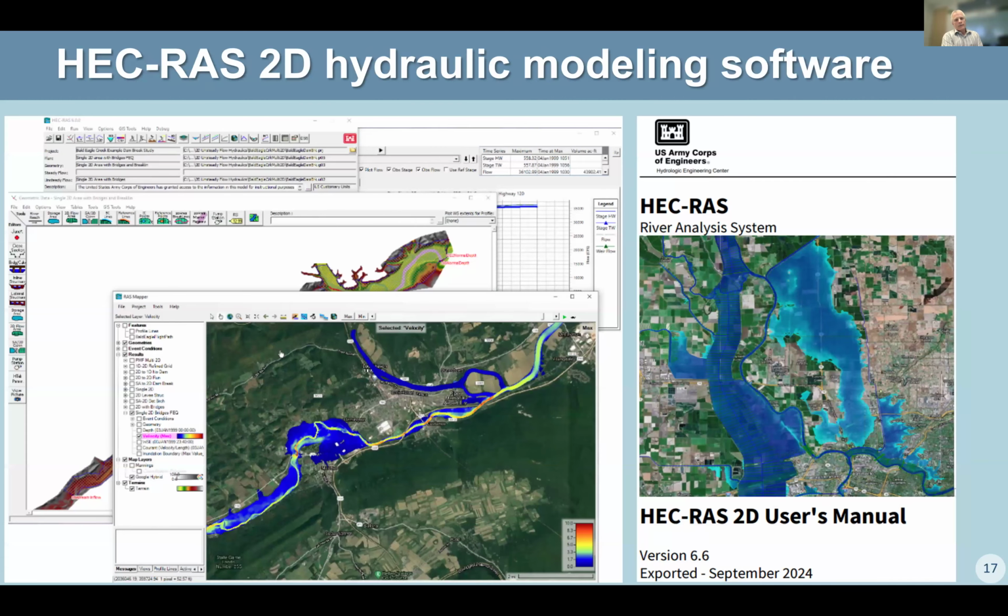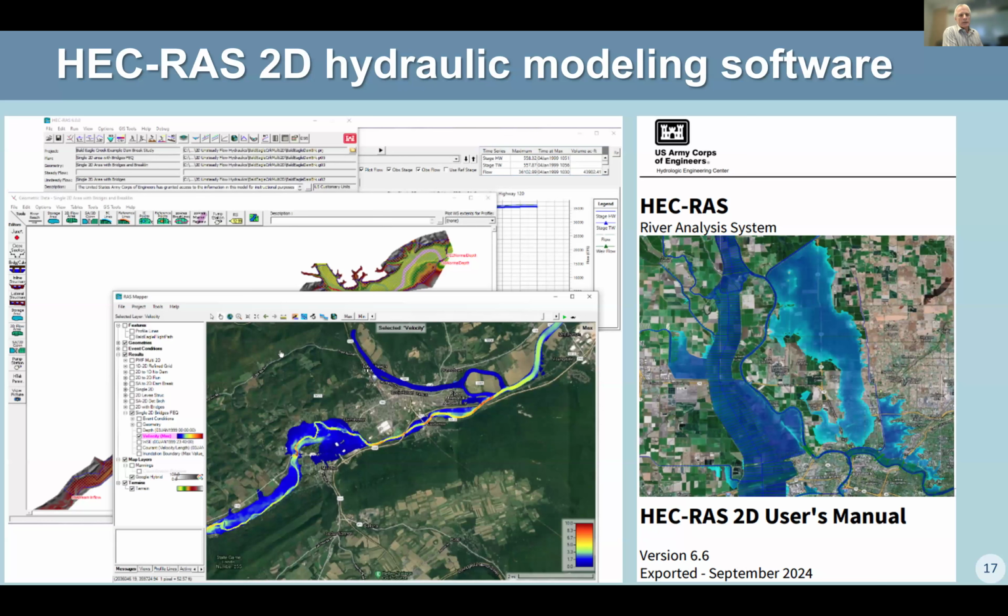And what is HEC RAS? Well, it's a hydraulic modeling software that we use. It was developed just down the road from Sacramento in Davis, California, by the Hydrologic Engineering Center. And today, starting about 2010 or so, all the maps we make are two-dimensional using the RAS 2D capabilities. And I'll talk about that in a second.